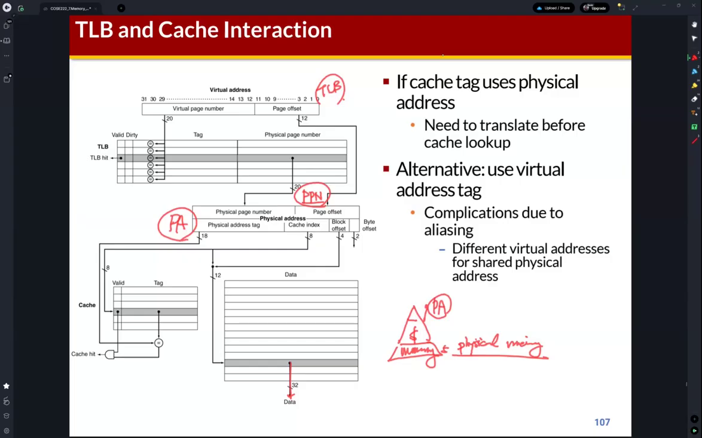In the memory hierarchy, this memory is the physical memory, right? So we need to access the cache using the physical address. And in order to get the physical address, we need to firstly access the TLB. So what's the problem?